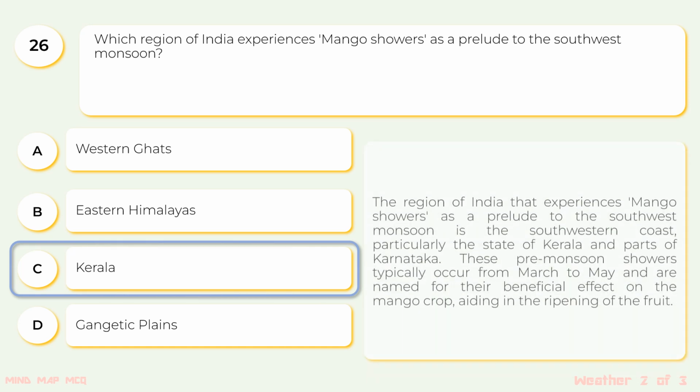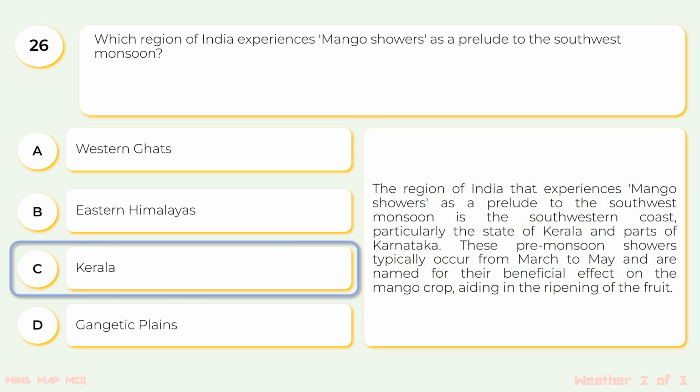Kerala. The region of India that experiences mango showers as a prelude to the southwest monsoon is the southwestern coast, particularly the state of Kerala and parts of Karnataka. These pre-monsoon showers typically occur from March to May and are named for their beneficial effect on the mango crop, aiding in the ripening of the fruit.